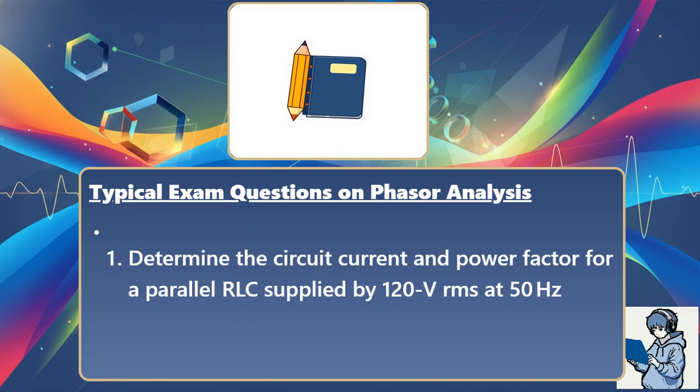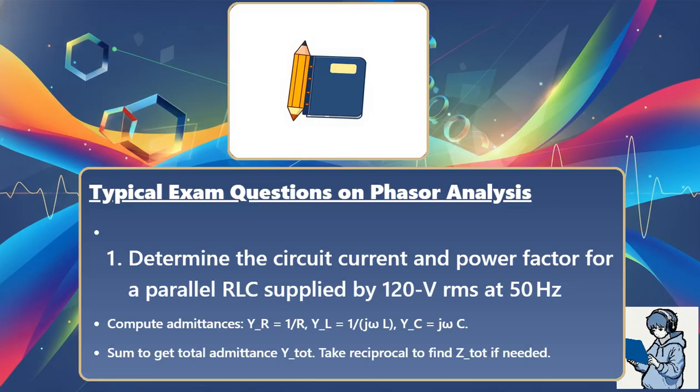Number 2: determine the circuit current and power factor for a parallel RLC supplied by 120 volts RMS at 50 Hz. Compute admittances: Y sub R equals 1 over R, Y sub L equals 1 over j omega L, Y sub C equals j omega C. Sum to get total admittance Y total. Take the reciprocal to find Z total if needed.